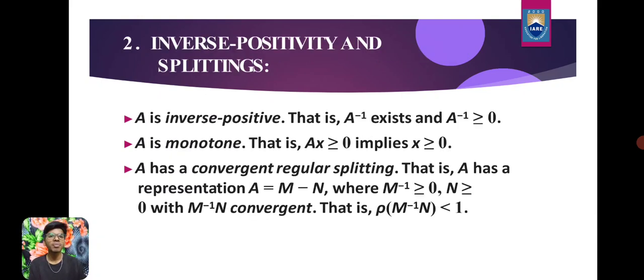Second one, inverse positivity and splittings. A is inverse positive, that is, A inverse exists and A inverse is greater than or equal to 0. A is monotone, that is, Ax greater than or equal to 0 implies x greater than or equal to 0. A has a convergent regular splitting, that is, A has a representation A equals M minus N, where M inverse is greater than or equal to 0, N is greater than or equal to 0, with M inverse N convergent.